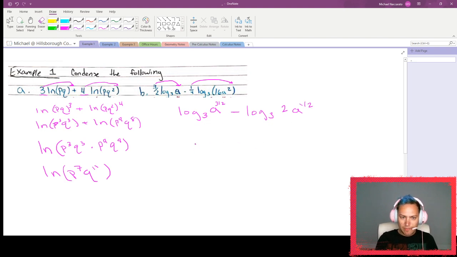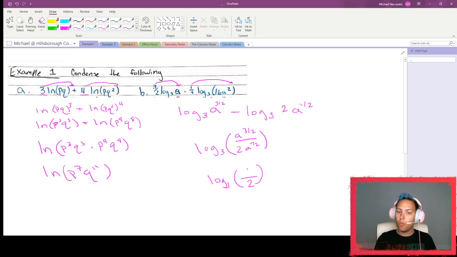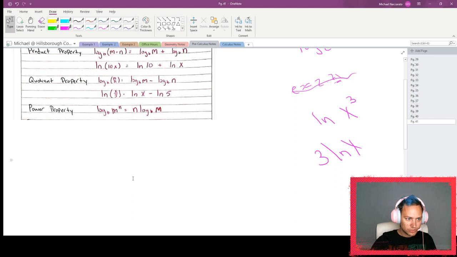Well, now since they both have the same base, I can rewrite them as log base 3 in one form. A minus sign means do division, so we're going to have a to the 3/2 over 2a to the 1/2. Remember, if you have division of powers with the same base, you can subtract. So I can take this a to the 3/2 and subtract a to the 1/2 from it. So log base 3, the 2 is going to stay on the bottom. Well, if you take 3/2 and subtract 1/2, you get 1/2. So it's a over 2, and this would be my condensed form, log base 3 of a over 2. Put that up real quick.